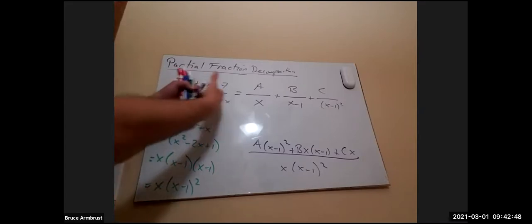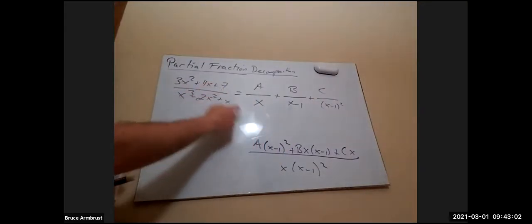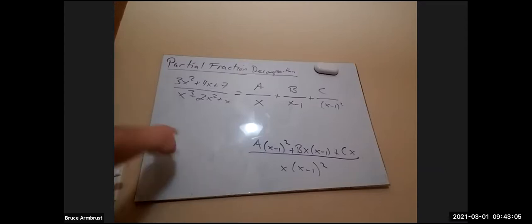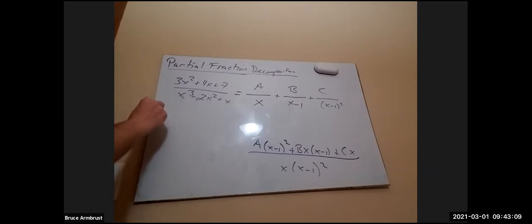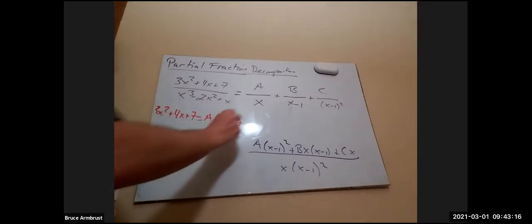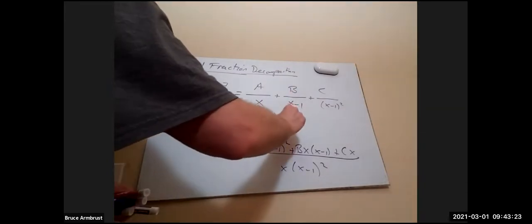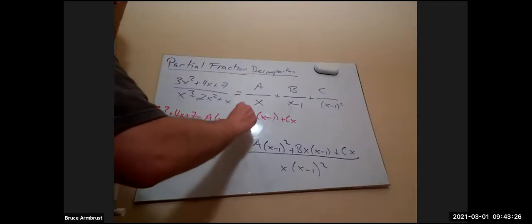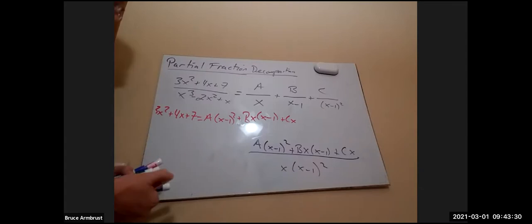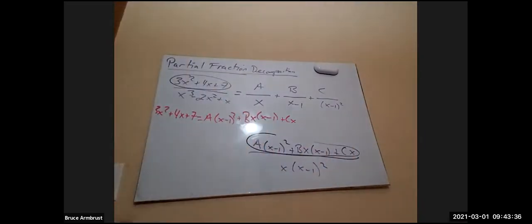All right, so if I were to split it apart and then put it back together, it'll look like this. But what this allows me to do now is actually equate the tops. I know that 3x squared plus 4x plus 7 is going to equal A times (x minus 1) squared plus Bx times (x minus 1) plus Cx. I just took the top of each of these and I set them equal to each other.